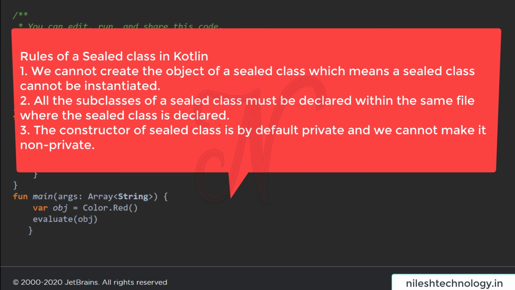Again, some rules of a sealed class: we cannot create an object of a sealed class, which means a sealed class cannot be instantiated. All the subclasses of a sealed class must be declared within the same file where the sealed class is declared. The constructor of a sealed class is by default private. We cannot make it non-private. So these are some rules of a sealed class. Students, test this code on your machine.